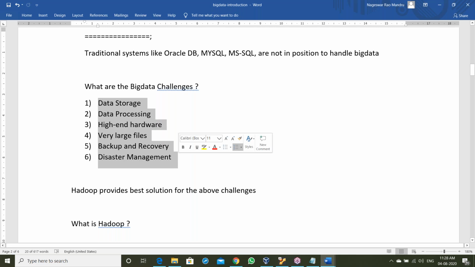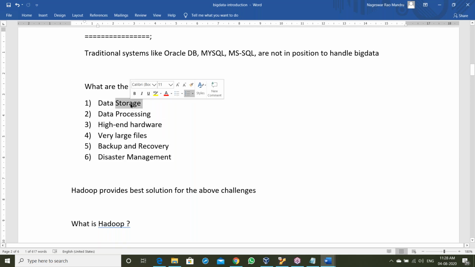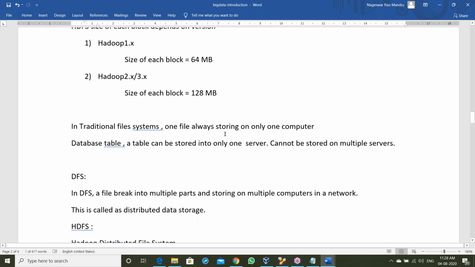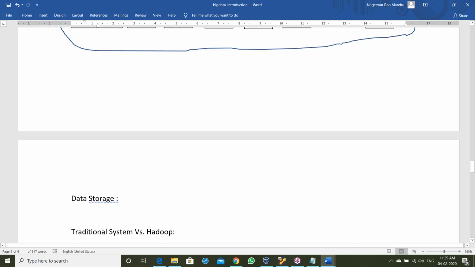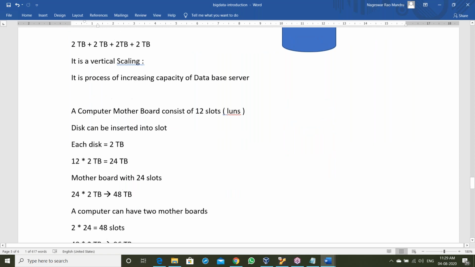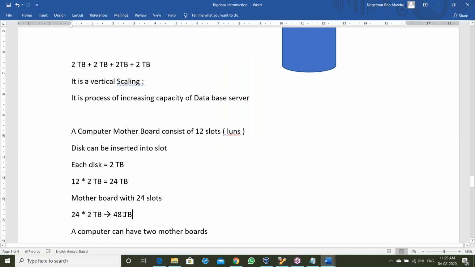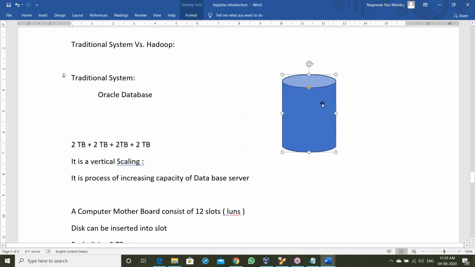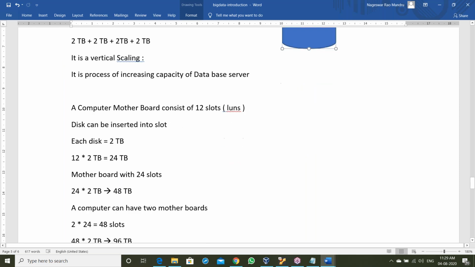Okay. What is happening in the traditional system? How is the traditional system failing? The reason is data storage in the traditional system. See this: here, the recommended high-end system is 48 TB. This volume is 48 TB. If there is more than 48 TB of data, it simply fails. That's it, it simply fails.